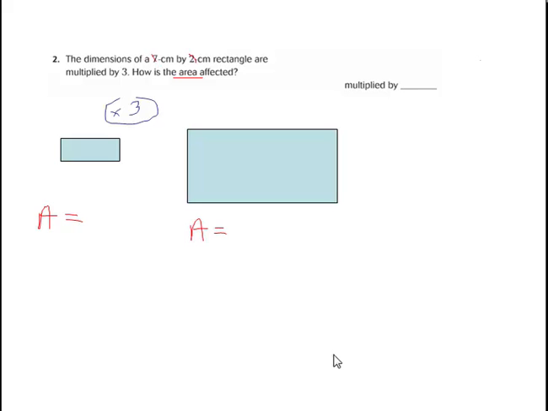We're going to explore how changing the dimensions of a figure affects the area. In this particular problem, it's asking: the dimensions of a 7 centimeter by 2 centimeter rectangle are multiplied by 3. How is the area affected?